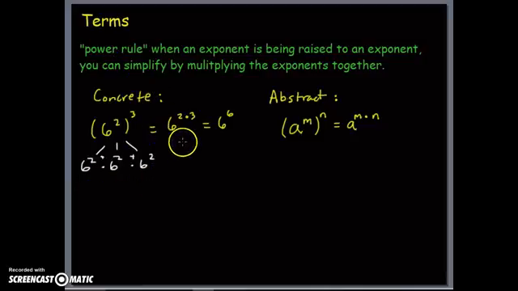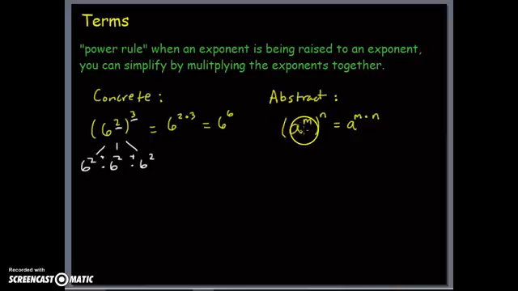However, the power rule makes it a little bit simpler for us, because all we really have to do, instead of writing it out and adding up the exponents, is just multiply the two powers together. So if 6 squared is being taken to the third power, then we can just say 2 times 3, and we know that 2 times 3 is 6. So we're just pretty much multiplying the exponents together.